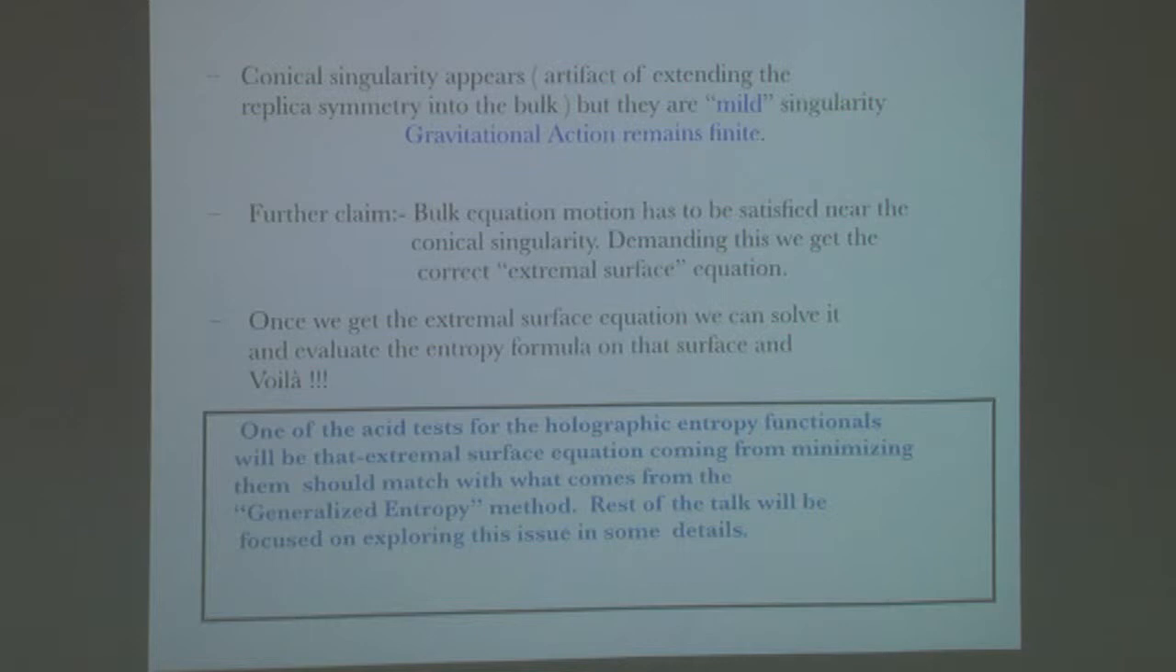Now, to make the motivation clear one more time at this stage, one of the acid tests for these holographic entropy functionals will be that the extremal surface equation coming from minimizing them should match what comes from this generalized gravitational entropy method. We will see that for a certain higher derivative theory this will not work, and this is the main issue of this talk. I just want to focus on this apparent mismatch between these two methods, and we will see how it arises.